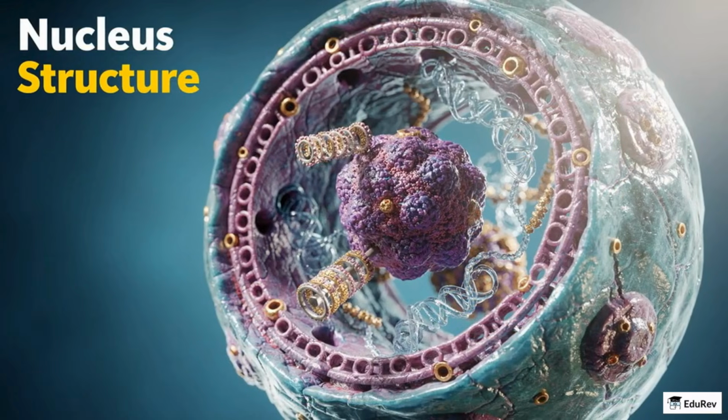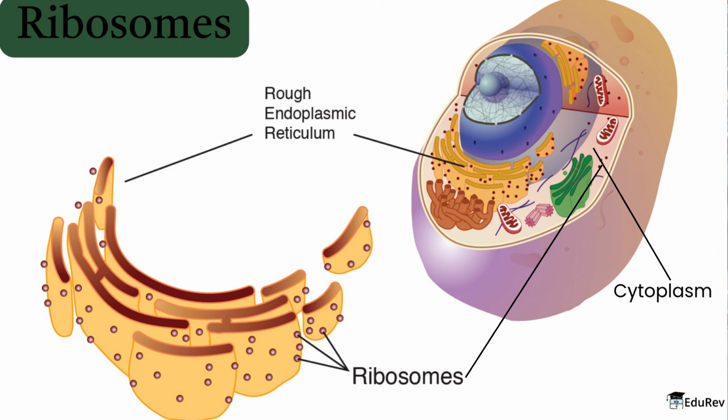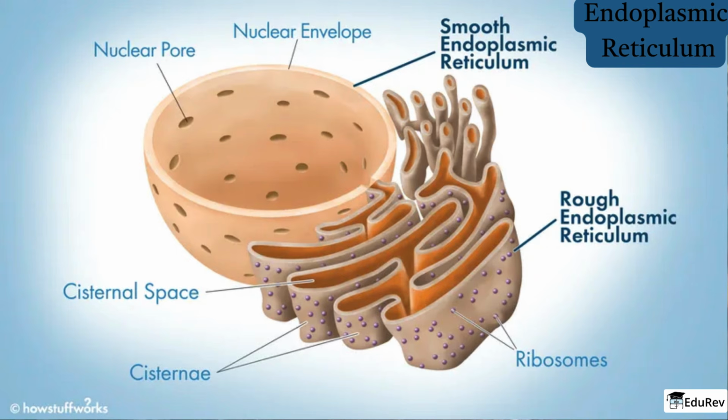The nucleus holds DNA and genes, and it is surrounded by a double nuclear membrane with pores that let information pass to the cytoplasm, while the nucleolus inside helps build ribosomes. Ribosomes are tiny protein factories that read DNA instructions and assemble proteins, and they can be free in the cytoplasm or attached to the rough endoplasmic reticulum. The endoplasmic reticulum is a network for making and transporting molecules. The rough ER has ribosomes and makes proteins, while the smooth ER makes fats and hormones.